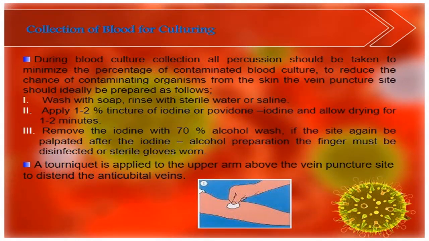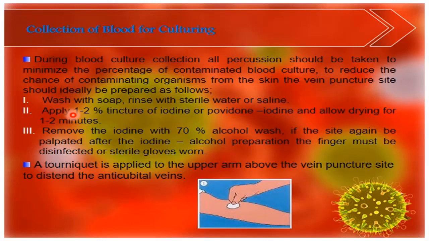During blood culture collection, all precautions should be taken to minimize the percentage of contaminated blood cultures and reduce the chance of contaminating organisms from the skin. The venipuncture site should ideally be prepared as follows. What is the best way to do specimen collection? Firstly, wash with soap, rinse with sterile water or saline.